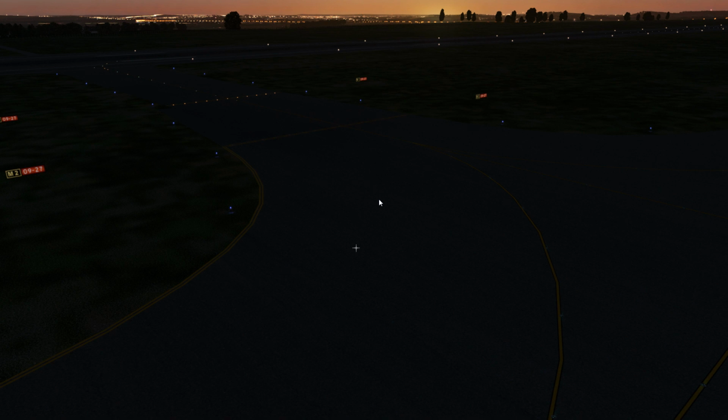Let's move on from the taxiway to... ooh, what should we move on to? I'm just thinking what's going to be the best part to get to. Could we go to... Yes, let's go on to this actually.